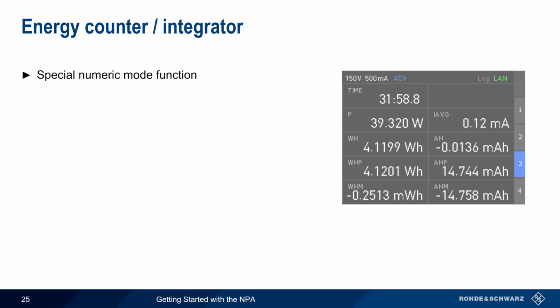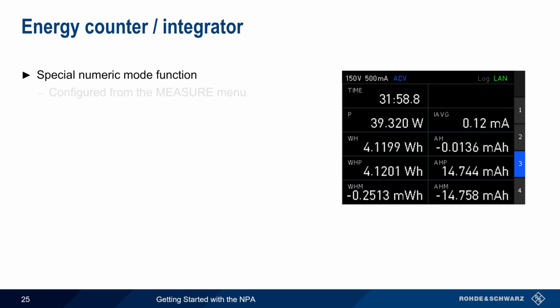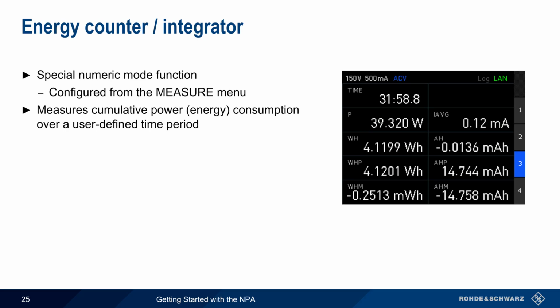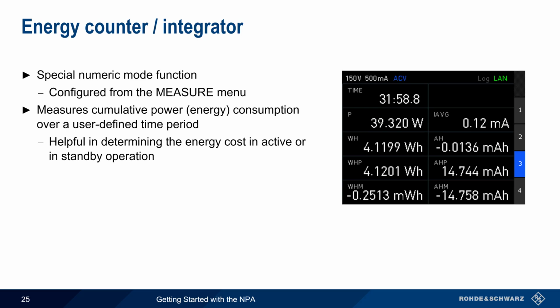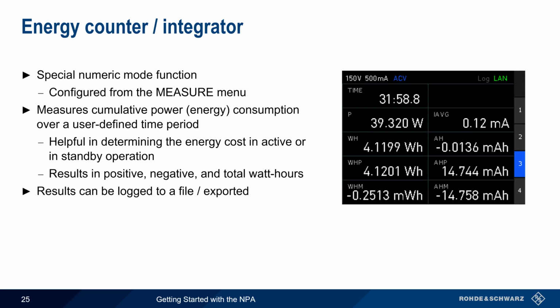The energy counter or integrator is a special numeric mode configured from the Measure menu, and it calculates and displays the cumulative power or energy consumption for a device under test over time. This can be helpful in determining the energy cost of a device in both active and in standby operation. The NPA calculates and reports energy consumption as positive, negative, and total watt-hours updated in real time. These results can also be logged to a file and exported for documentation or for further analysis.